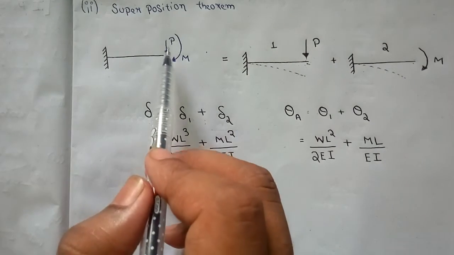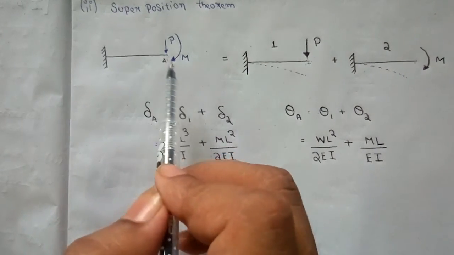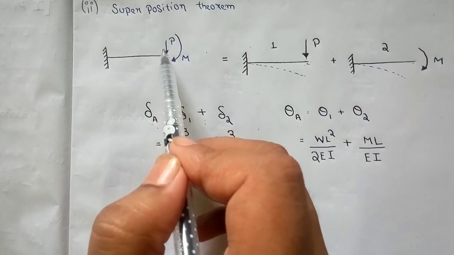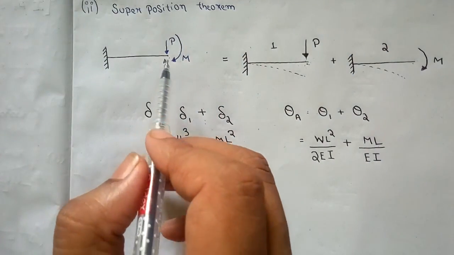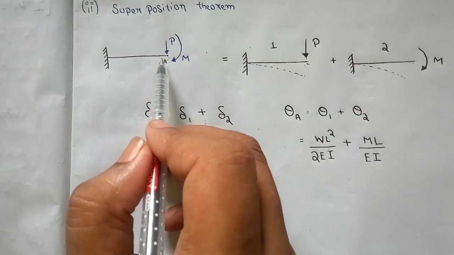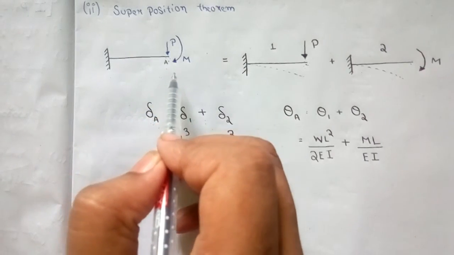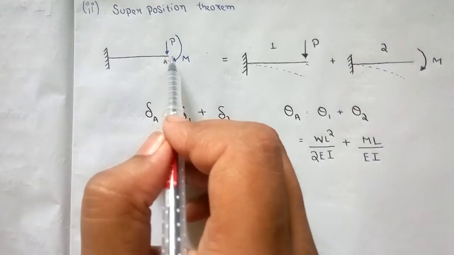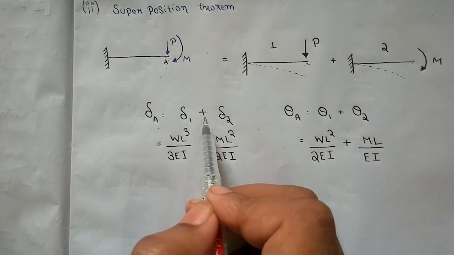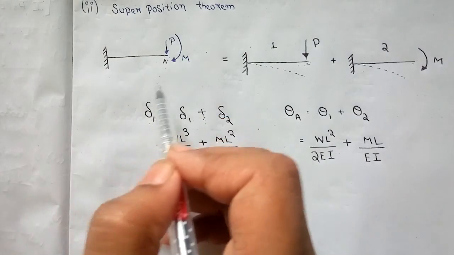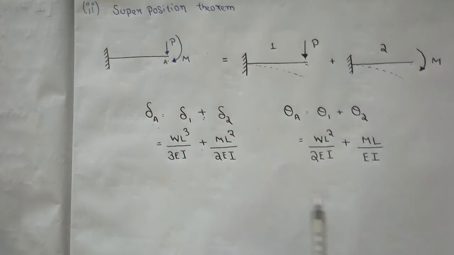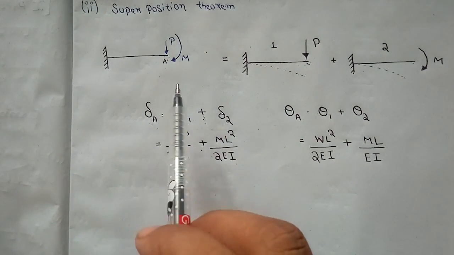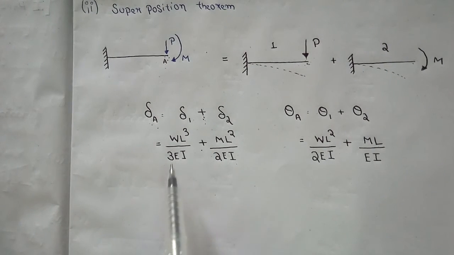Suppose the point load P is in the clockwise direction and the point moment M is in the reverse direction. In that case we will simply write the negative sign here. That is, if both the point load P and the moment M act in the same direction, then we will write plus here. And if they act in different directions, one clockwise and one anti-clockwise, then we will write the negative sign here. All the process will be the same. We will just write the formulas for the slope and deflection, and we will find the final result. So this is all about the superposition theorem.